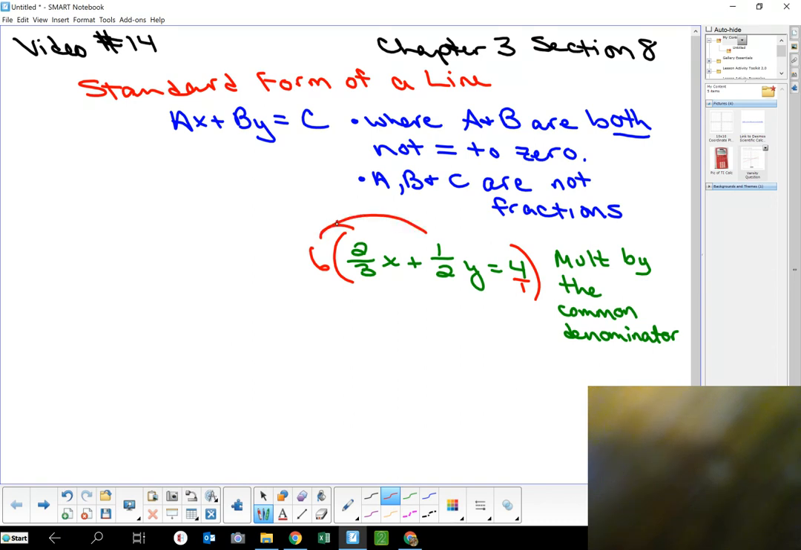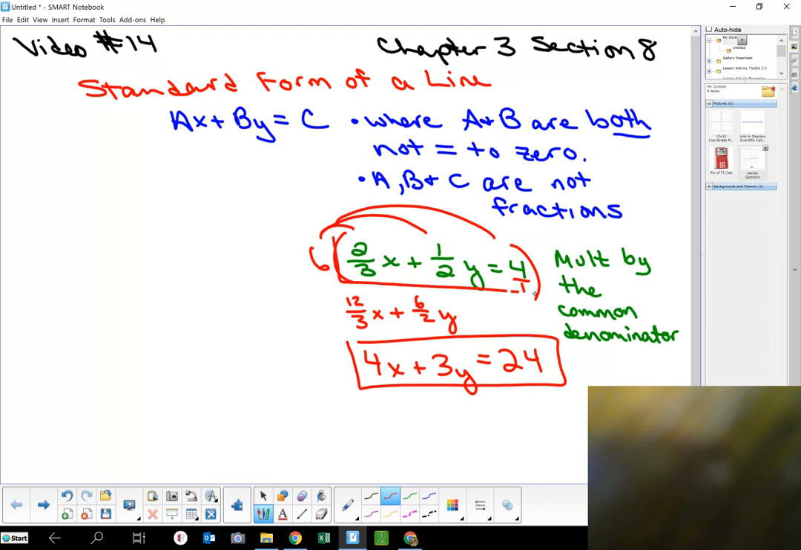You're just going to distribute the 6 to all these different terms. And so 6 times 2/3, if I were to do this longhand, this would be 12/3, which is 4. So I have 12/3 x, which is 4x, plus 6/2 y, which is 3y, equals 6 times 4 is 24. So this and this are exactly the same. You just got rid of the fractions. So that's something you're going to have to do if we end up with fractions in our standard form. So that's just a side note there.